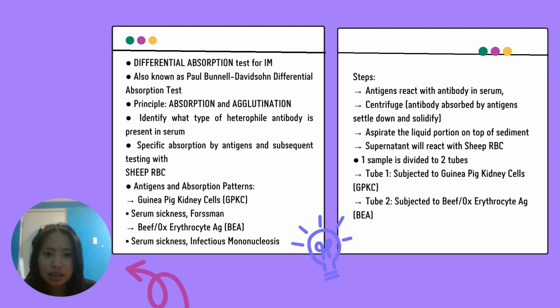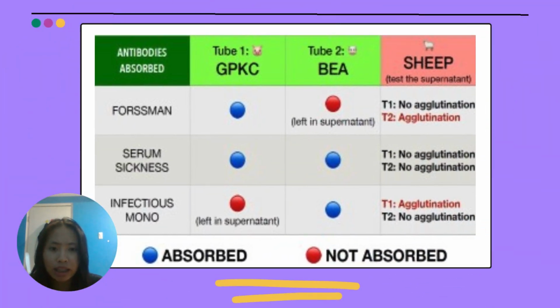So this is the table that summarizes what I've discussed just a while ago. Again, for the Forssman, it is usually absorbed by our guinea pig kidney cells, and it is not absorbed by our beef erythrocyte antigen. Since it is not absorbed by the beef erythrocyte antigen, it will agglutinate, and since the Forssman is being absorbed by the kidney cell, it will agglutinate.